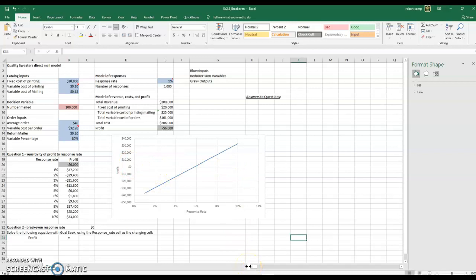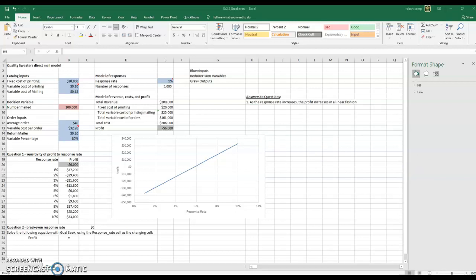It doesn't really matter. But anyway, so now that we've done our sensitivity report, we've got a graph here. We understand what's on it. We have all the data. So the answer to question 1 is we look at it pretty easy: as the response rate increases, what happens to our profit? The profit increases in a linear fashion. Okay, so there we go. All done.